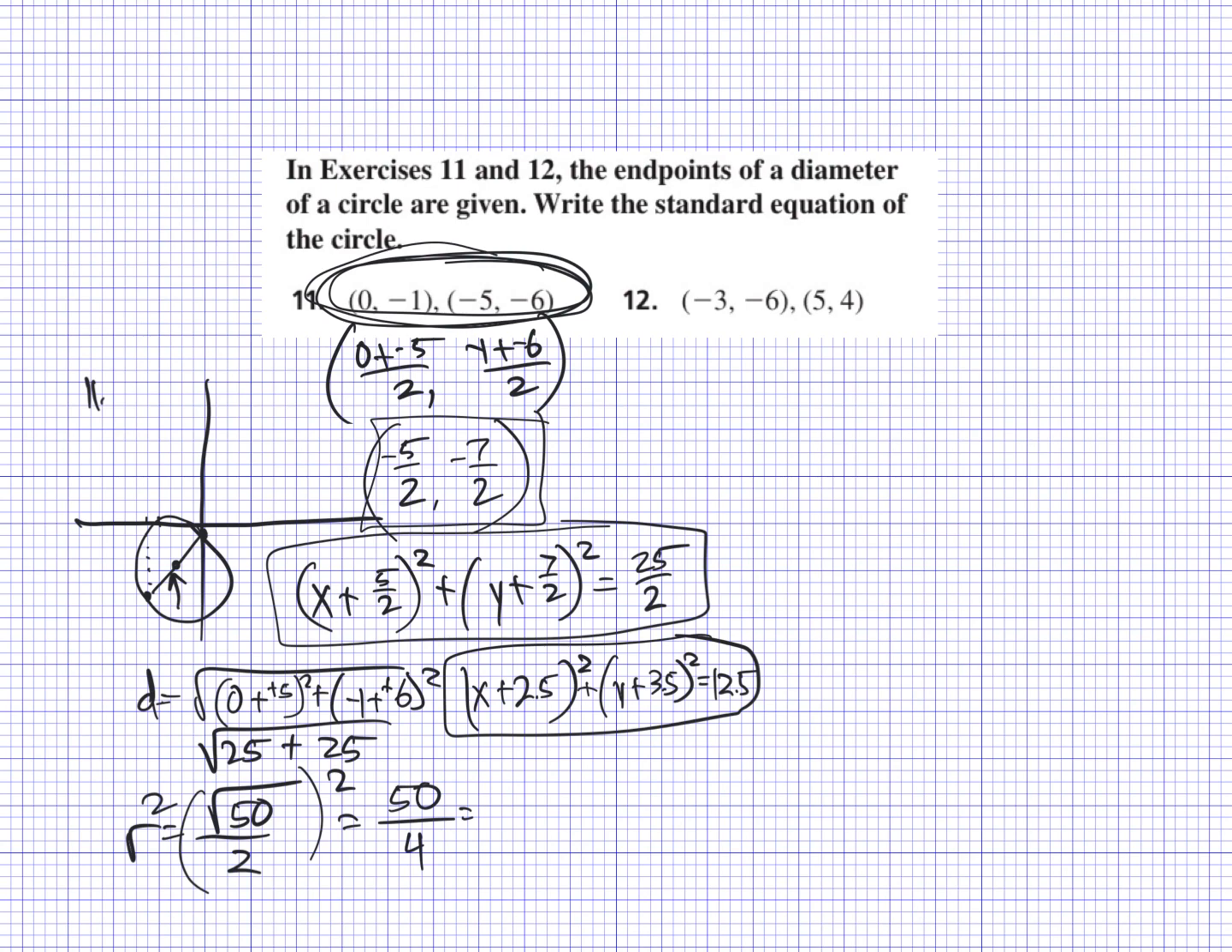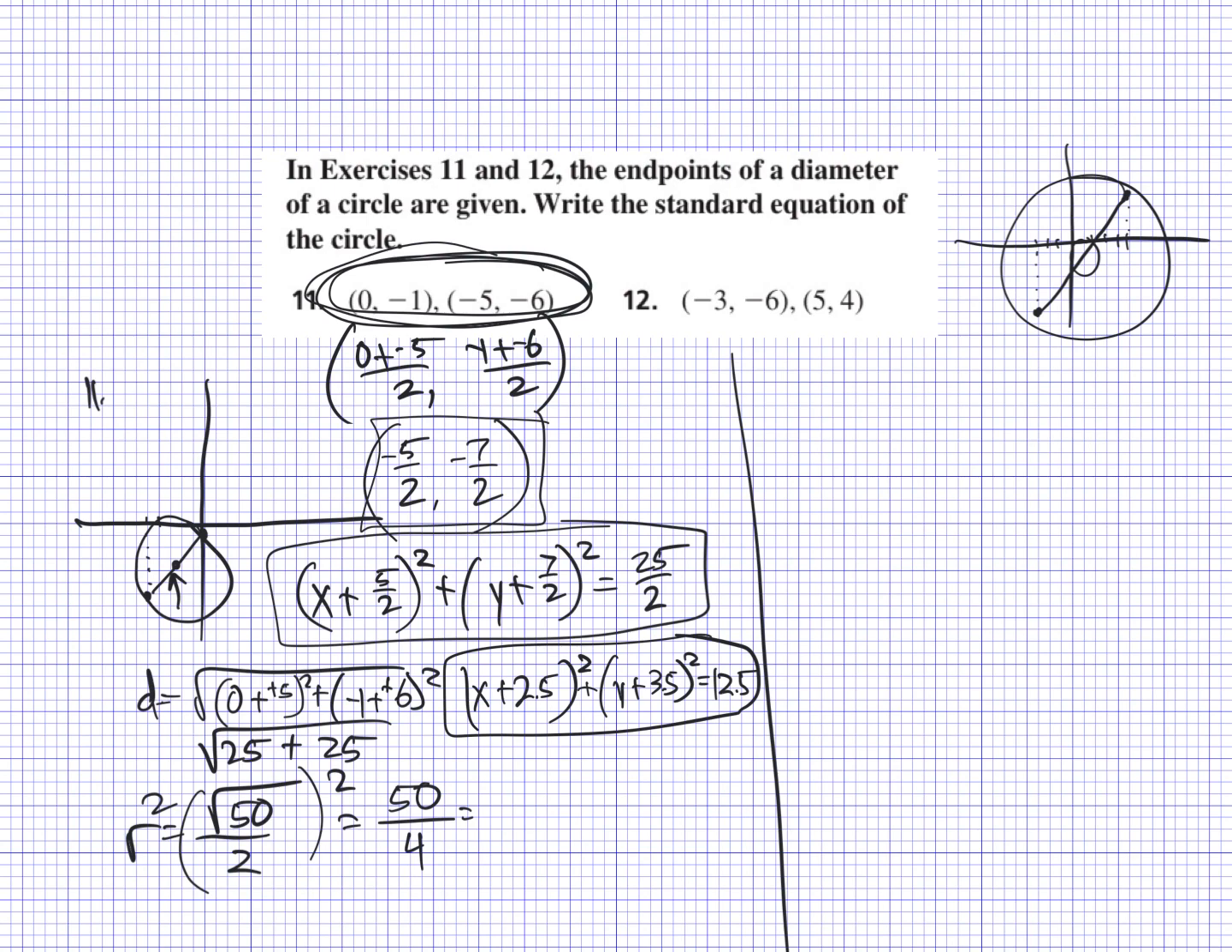All right, number 12. Let's go ahead and do this one. We'll draw it up here. (-3, -6) and (5, 4). So there's your diameter. You don't have to graph it, I'm just giving you the visual. So here's this circle. It's hard to see exactly where the center is, so let's go ahead and find it.